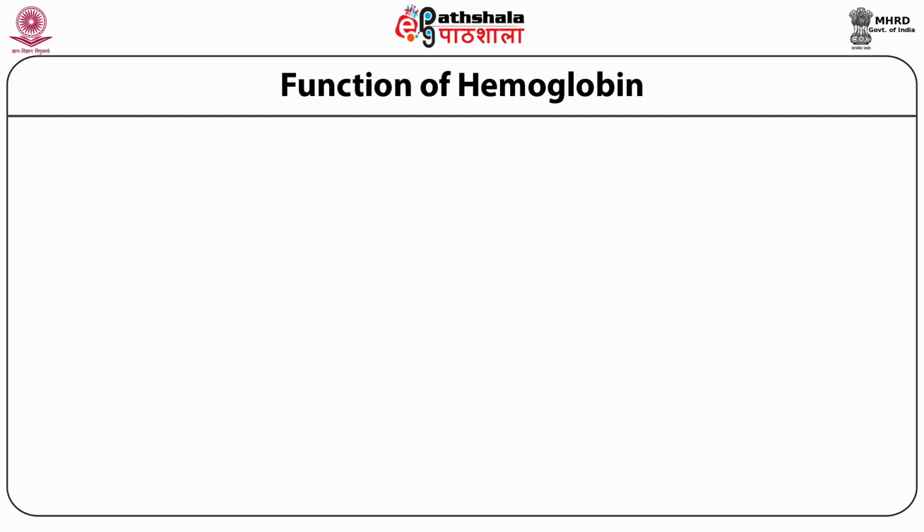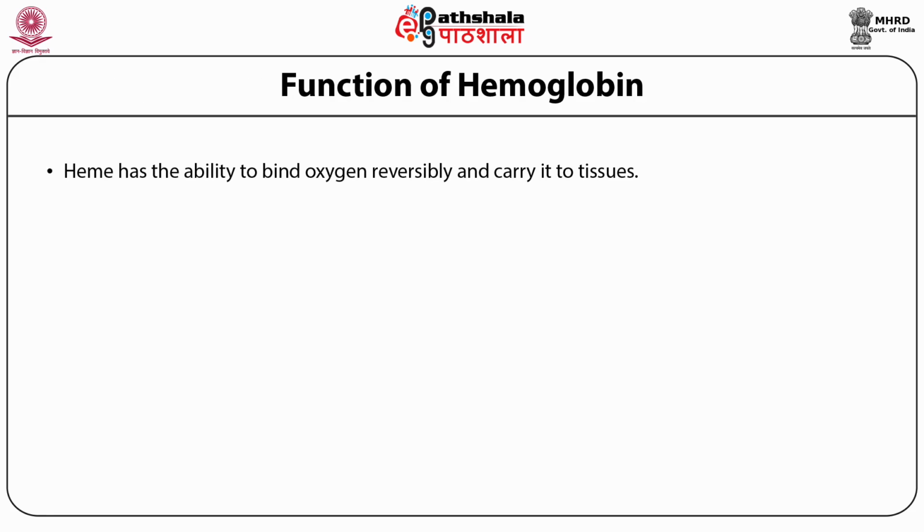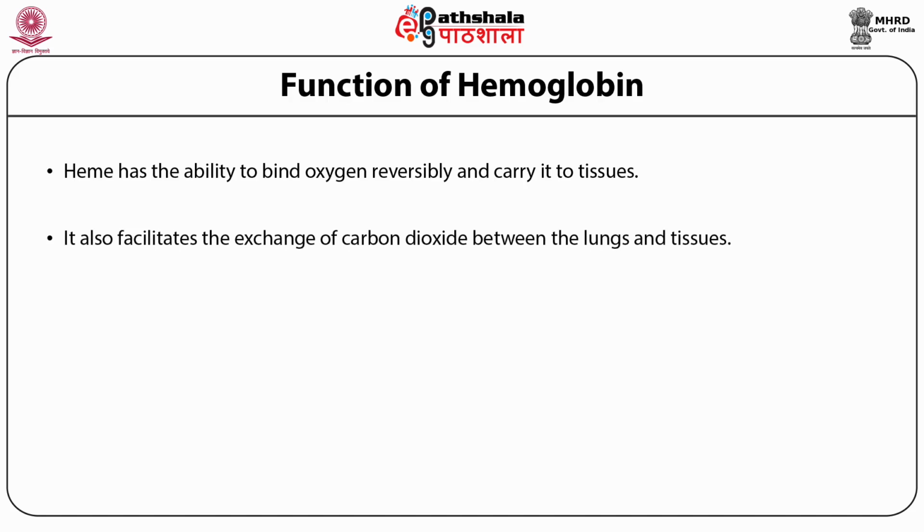Now let's have a look at the functions of hemoglobin. Heme has the ability to bind oxygen reversibly and carry it to the tissues. It also facilitates the exchange of carbon dioxide between the lungs and the tissues. Thus, hemoglobin functions as the primary medium of exchange of oxygen and carbon dioxide.